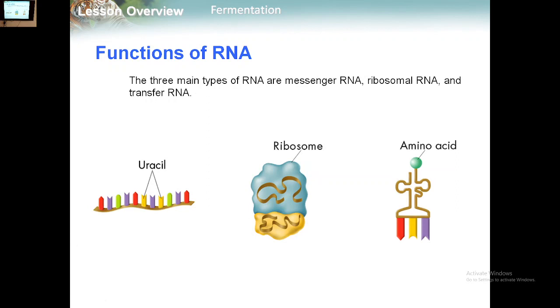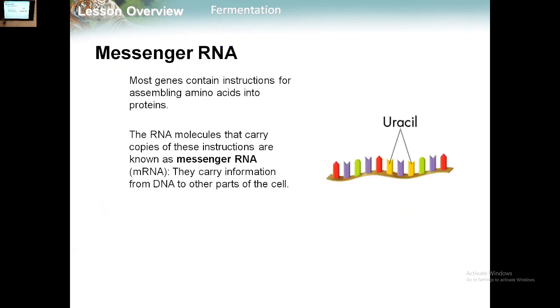We have mainly 3 types of RNA. The first one is mRNA, which is called the messenger RNA. Then we have the ribosomal RNA or rRNA, and finally we have the transfer RNA, which we call tRNA. Again, we have the 3 types: mRNA, rRNA, and tRNA. Each one of them has a different structure and different function. Let's start with the messenger RNA.